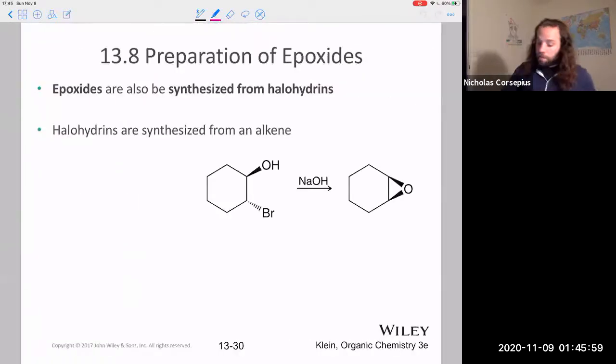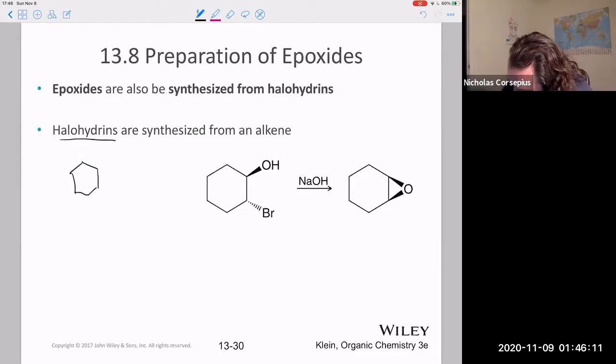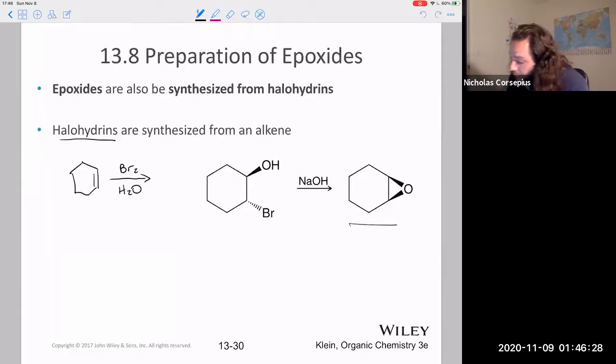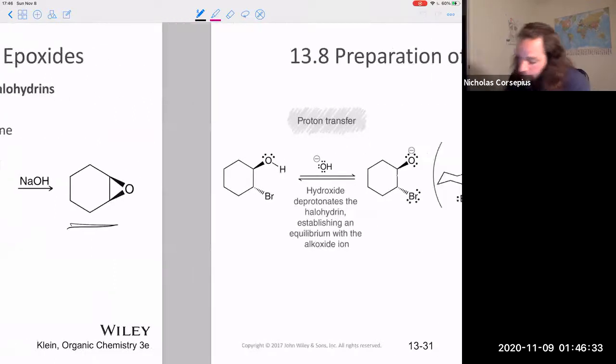There's actually another way to make epoxides as well, and that is starting with a halohydrin. Remember, we learned how to make halohydrins starting with an alkene. If we added bromine in the presence of water, we would get this anti-addition of the two and create what's called a halohydrin, right? Turns out that if you take a halohydrin and you treat it with a base, what you're going to get is an epoxide. Okay, so let's see the mechanism for this. It's actually kind of cool.